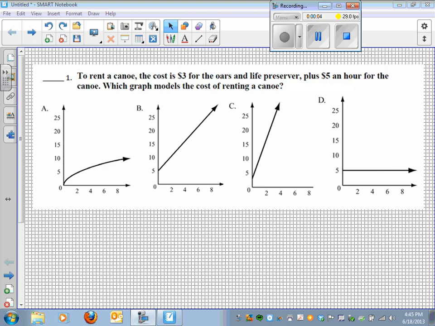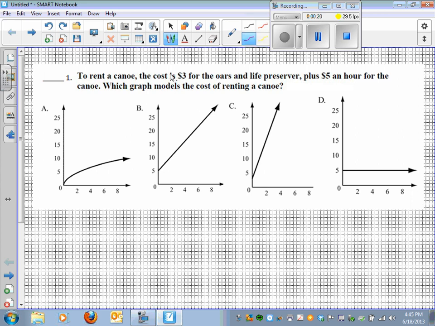Okay, so what we're doing right now is taking a look at some of the areas that the Department of Education said that students had a hard time with on the EOCT. So we're taking a look right now at number one. This is talking about renting a canoe.